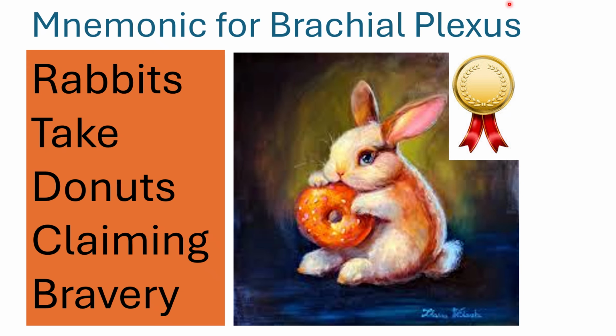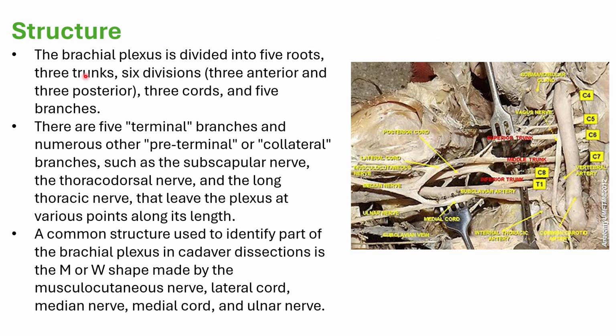You can use a mnemonic for the brachial plexus: Rabbits take donuts, claiming bravery. So this is a rabbit with a donut and the medal of bravery. Rabbits is roots, take is trunks, donuts is divisions, claiming is cords, and bravery is branches. The plexus is divided into 5 roots, 3 trunks, 6 divisions, 3 anterior and 3 posterior, 3 cords, and 5 branches.